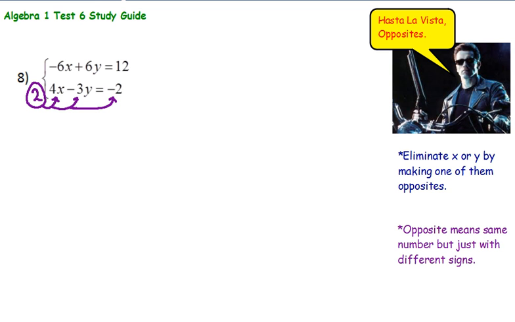So you can't just change one. You notice that the top one stays the same: negative 6x plus 6y equals 12. It's just the bottom one that changed. So the new one there would be 8x minus 6y equals negative 4.